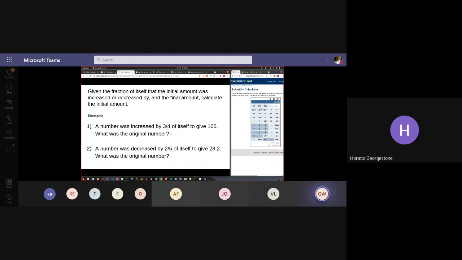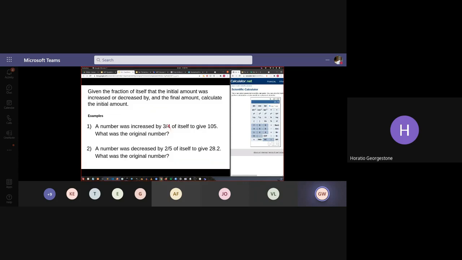Okay, so what we want to do is think about what fraction of the original number is the final number, the one that we've been told. So the original number is the one we're looking for. The final number is the one we've been told. In this case, it was increased by 3/4 of itself. So that means it's going to be 1 3/4 of itself.